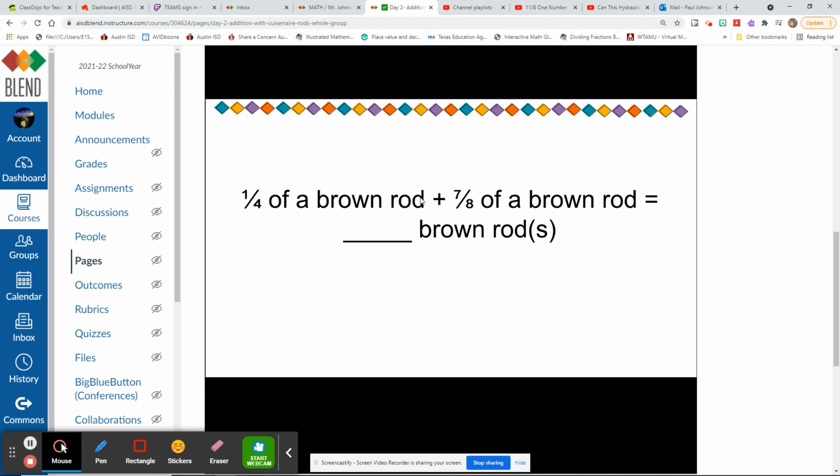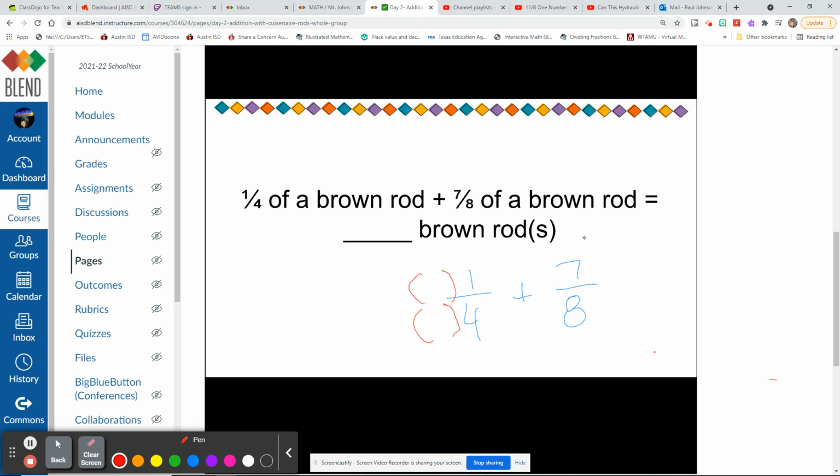Okay, 1/4 of a brown rod plus 7/8 of a brown rod equals blank brown rods. Once again, basically what we're doing here is 1/4 plus 7/8. What we're going to do is build a snowman on the fraction that needs to change. So can we change 4 into an 8 with multiplication or 8 into 4 with multiplication? We can change 4 into 8 using multiplication.